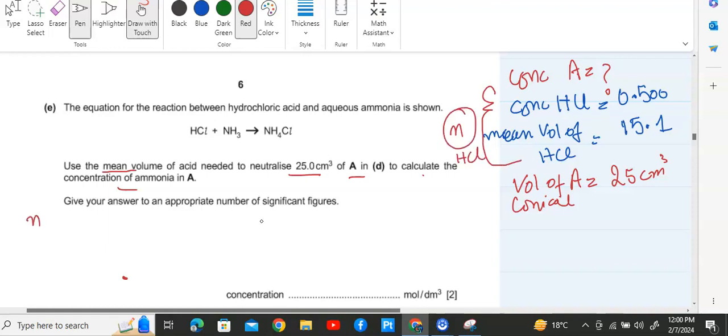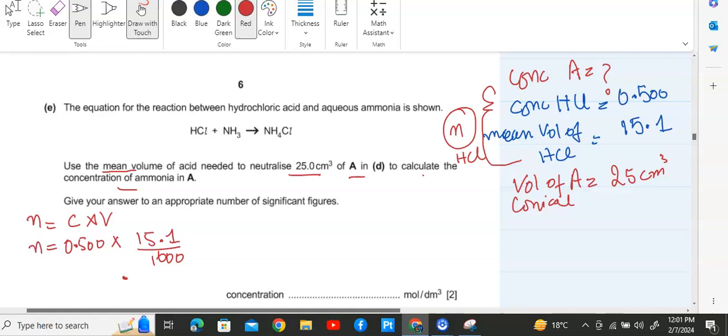So first thing first, we will calculate the number of moles of HCl to get the concentration. How? See, number of moles we need to find. Concentration 0.500 into volume is 15.1. Some students already converted it into dm cube, so there is no need to divide by 1000. Here I have written the same, so you have to divide it by 1000, right?